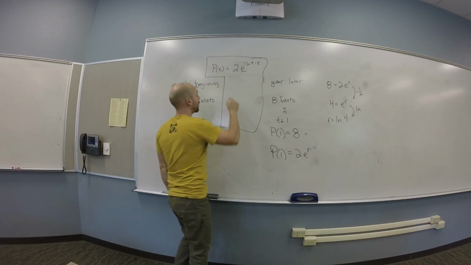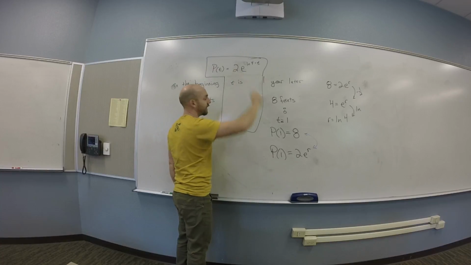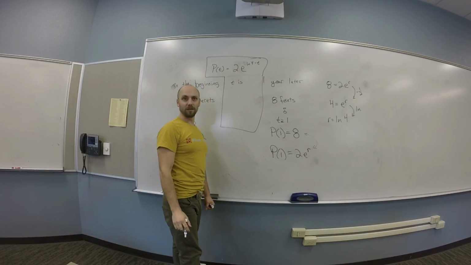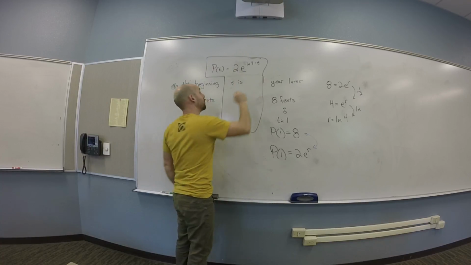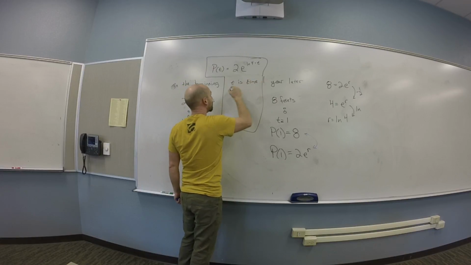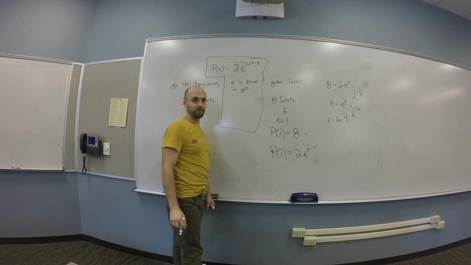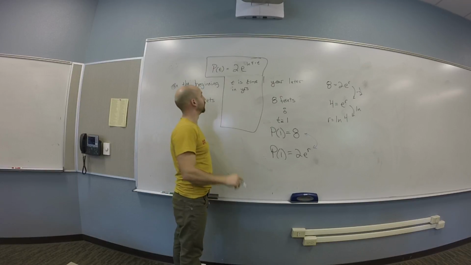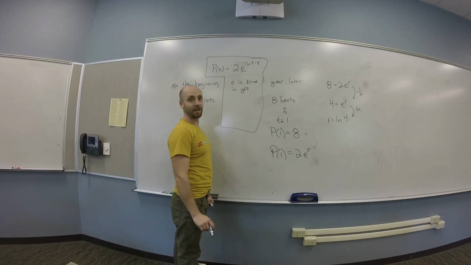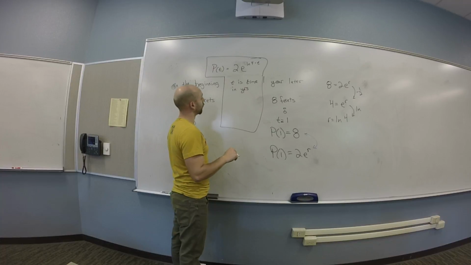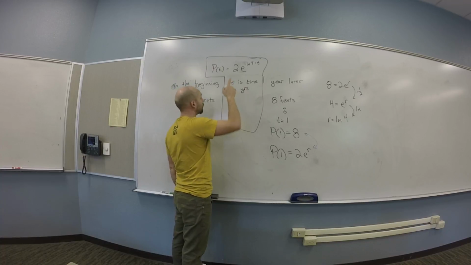So t is what? Time, measured in years. Okay, what else you got? 2 is the initial population. I probably don't need to mention that. Natural log of 4 is the growth rate. Okay, sure. e is the exponential function.